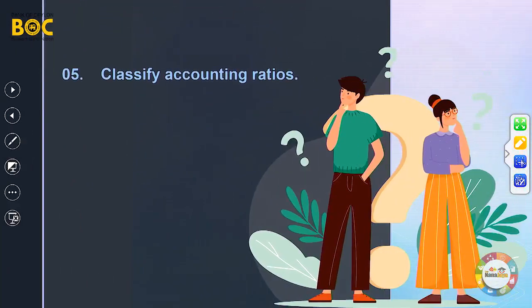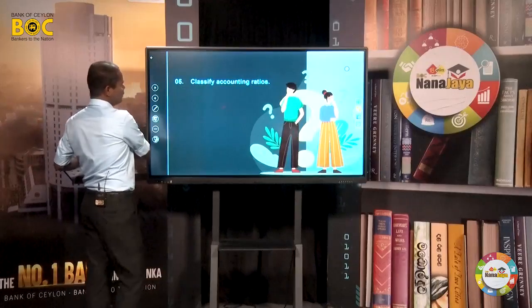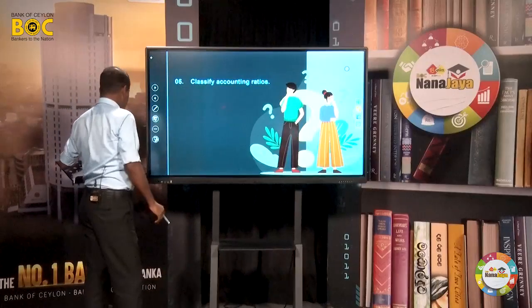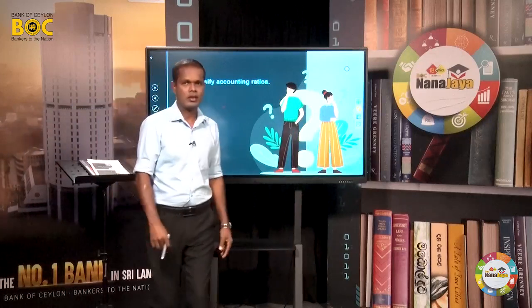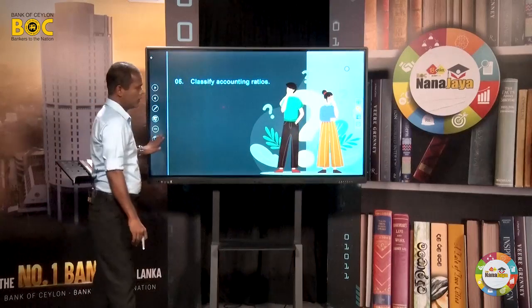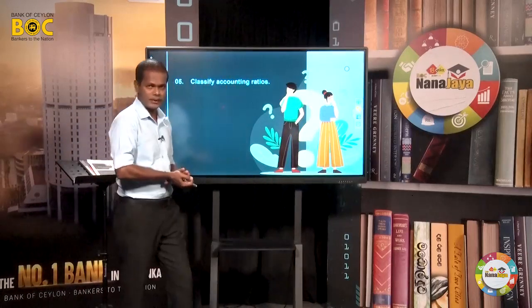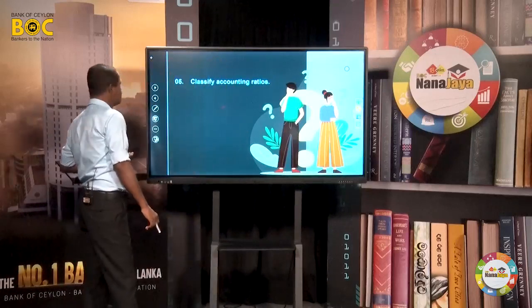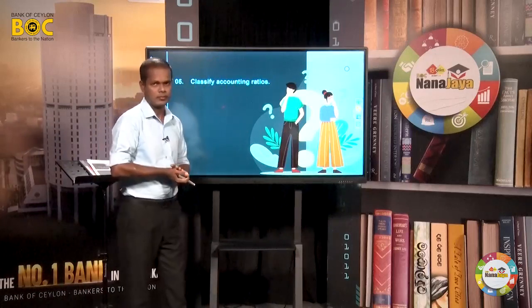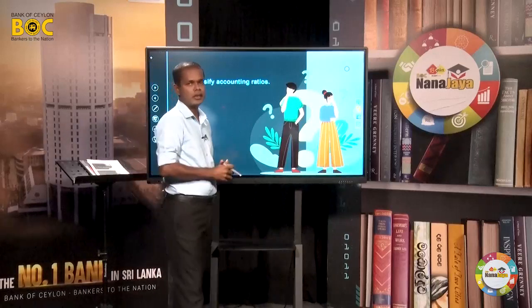So question number 5: classify accounting ratios. In our syllabus, we classify these ratios into 5 areas, 5 headings.